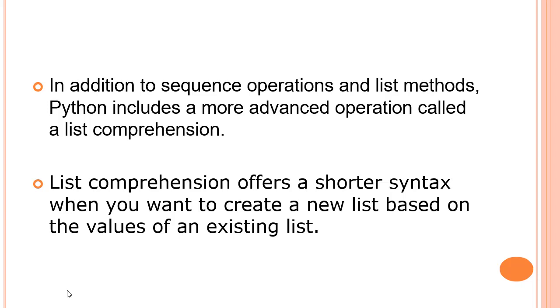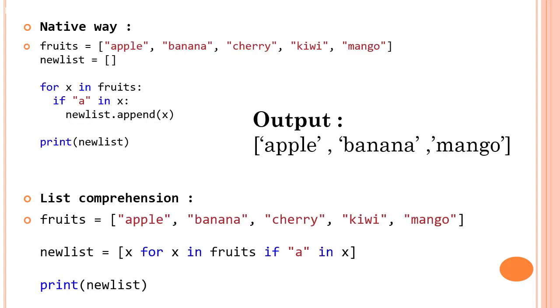Now, sequence operations and list methods. Python includes more advanced operations called list operations. List comprehensions again offer a much shorter syntax. We will compare them in the next slide, so let's jump in. This is an example where, based on a list of fruits, we want a new list containing only the fruits with the letter A in the name. So let me select it.